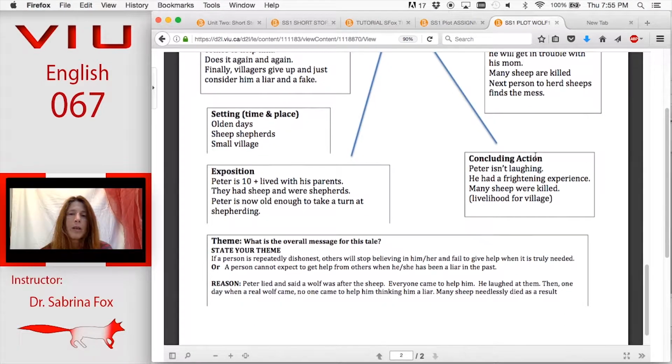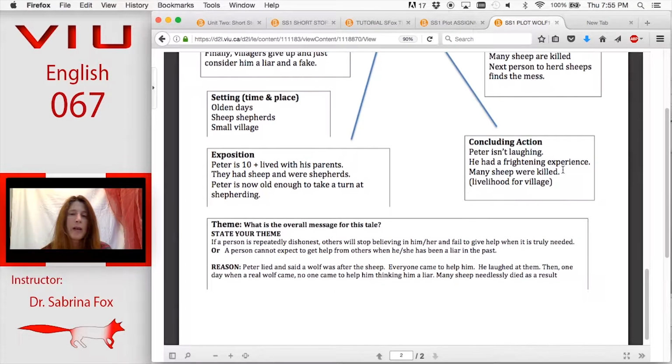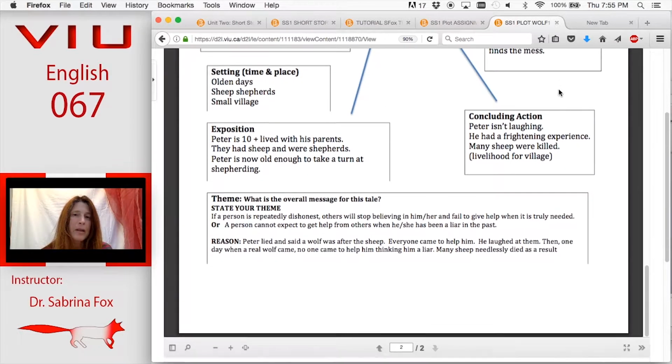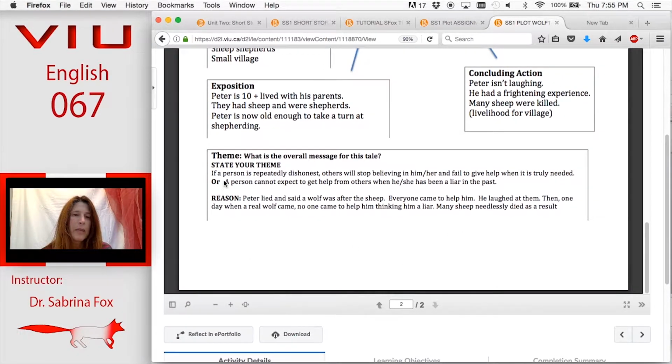And then, concluding action, Peter isn't laughing anymore. He's sobered from the experience. He's had a frightening time and was afraid, and he learned something from his experience. So that's what happened. What does it mean? Well, it means that if a person is repeatedly dishonest, others will stop believing in him or her, and they won't come help when it's truly needed. Doesn't that make sense? So based on that, we can get that meaning. Or a person cannot expect to get help from others when he or she's been a liar in the past.